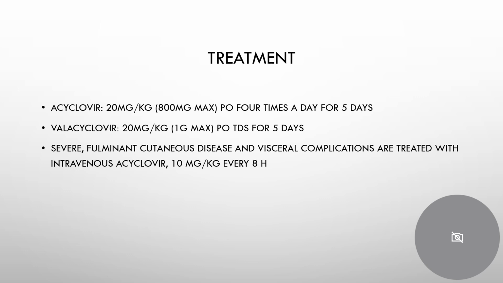The treatment for chickenpox is most effective in the first 2 days of clinical signs and symptoms. We use acyclovir 800 milligrams per os 4 times a day for 5 days. We can also use valacyclovir 1 gram 3 times a day for 5 days, or for severe fulminant disease with visceral complications, we can use IV acyclovir.